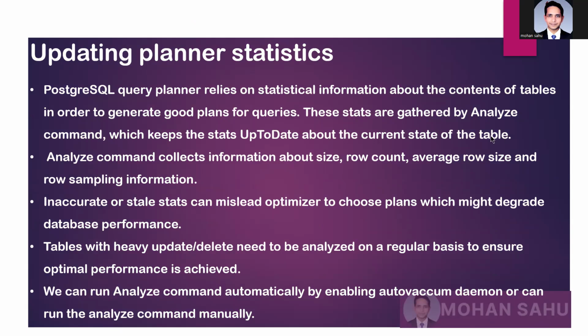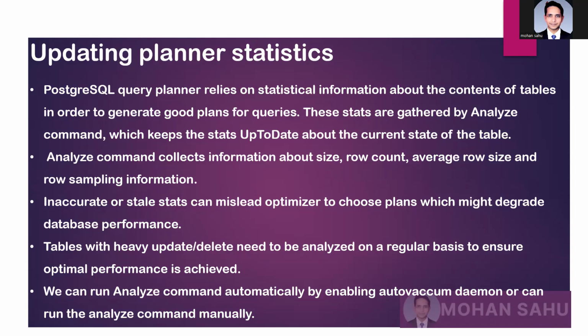So what is this? As a DBA we know what statistics are. Statistics tell us about the distribution of data, how the data is distributed inside the data files, or how those rows and pages are arranged. All that information we get from the statistics. The PostgreSQL query planner relies on statistical information about the contents of a table in order to generate a good plan for queries. These stats are gathered by the analyze command, which keeps the stats up to date about the current state of the table. In our last video, we learned about the analyze command.